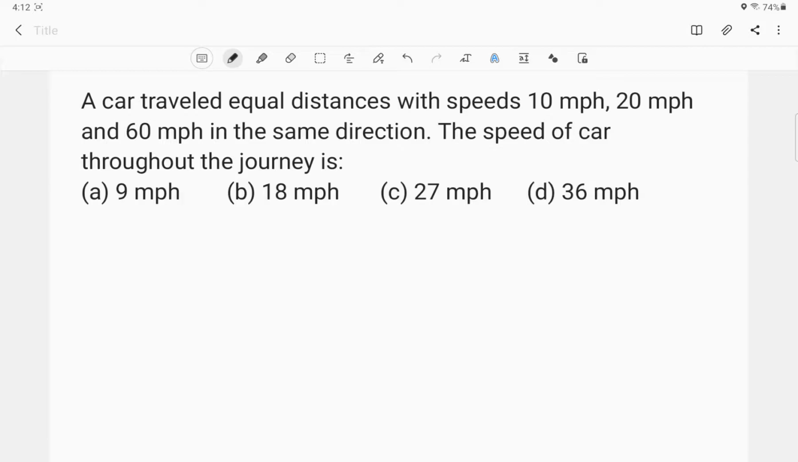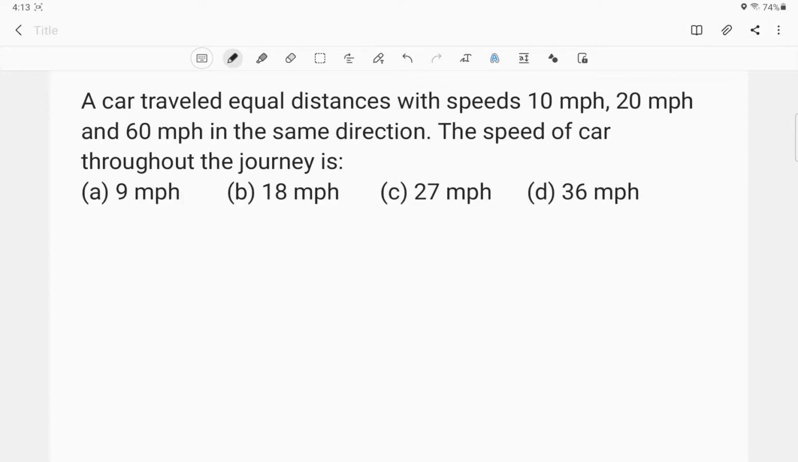A car traveled equal distances with speeds 10 mile per hour, 20 mile per hour and 60 mile per hour in the same direction. The speed of the car throughout the journey is 9 mile per hour, 18 mile per hour, 27 mile per hour or 36 mile per hour. So these are the four answers and one of these answers will be the correct one.